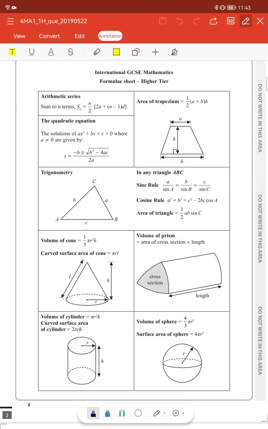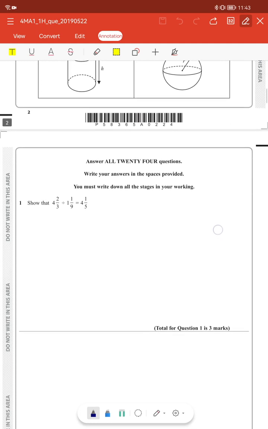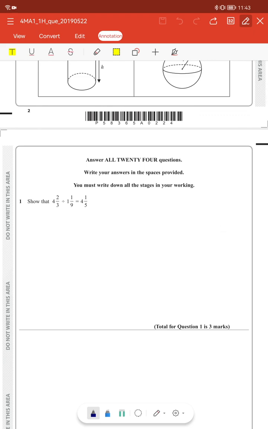Don't forget that you are given the formula sheet that has a lot of the key formulas, whether it's your trigonometry formulas, your volume, your area, the quadratic equation, and so on, so you don't have to memorize all of these. When it says show that, you have to prove it. You can't just put it into your calculator and say that is the reason.